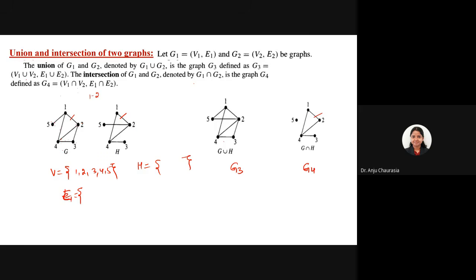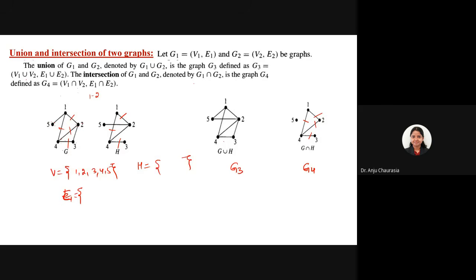1, 4 edge is here, 1, 4 edge is here. You can take it. 2, 3 edge is here, 2, 3 edge is not here, so you can't take it. 3, 4 edge is here, 3, 4 edge is common, so you can take it. 2, 4 is not there. Anything else? Nothing. I have not mentioned 2, 4 here. So you can see only common edges I have considered here, and the vertex sets of union or intersection are common, so you can take them.